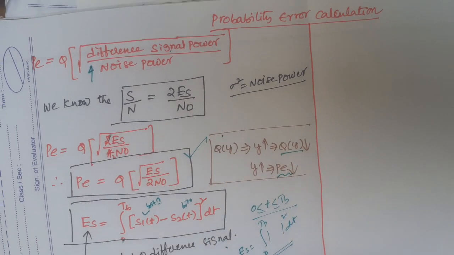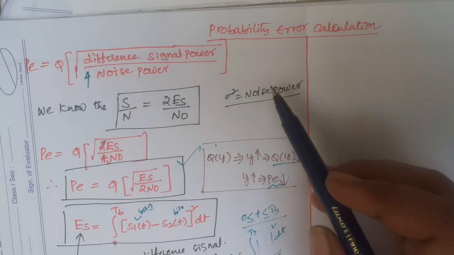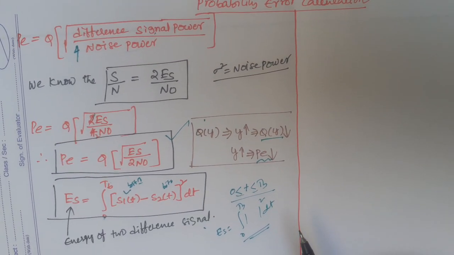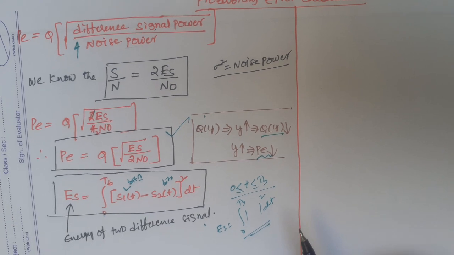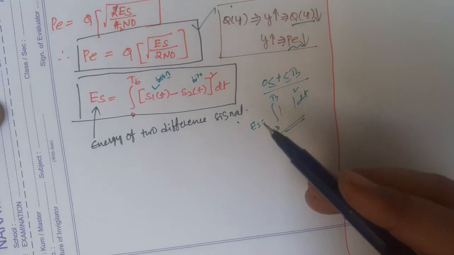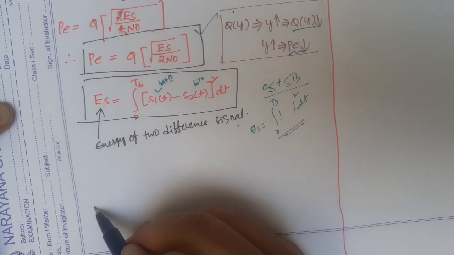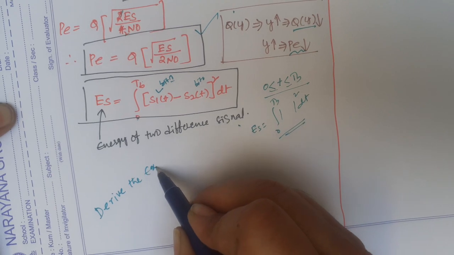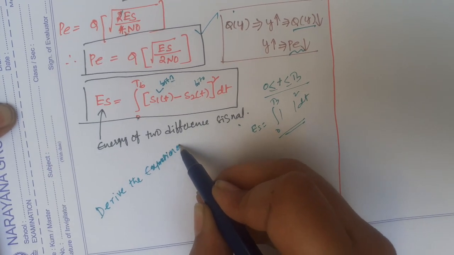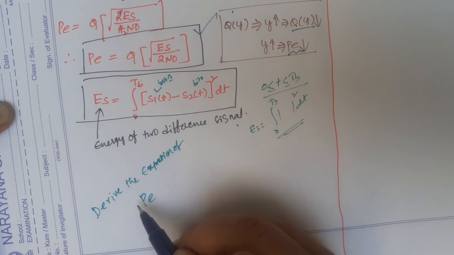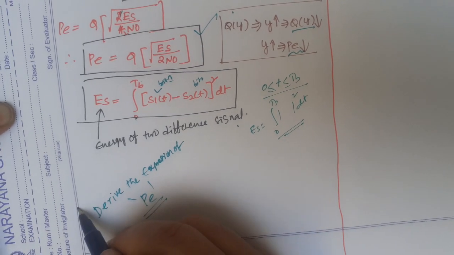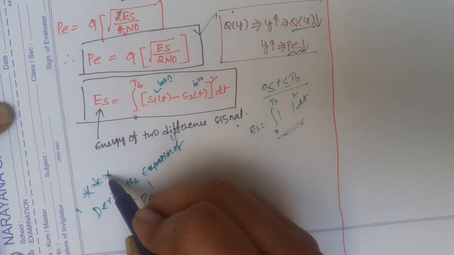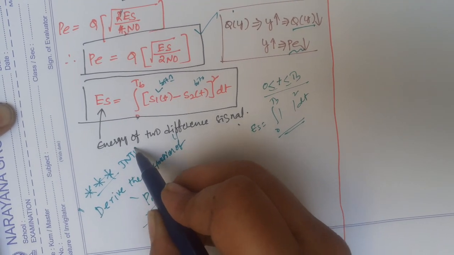Okay, I hope you have understood the operation of probability of error calculation. Tomorrow we will find the probability of error of ASK, FSK, QPSK, BPSK, right? Now today's assignment is to derive the expression of probability of error. This derivation is very important for the JNTU examination.